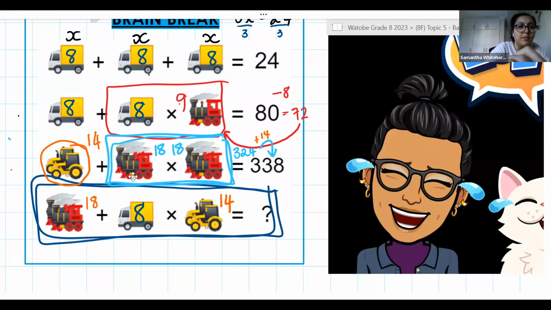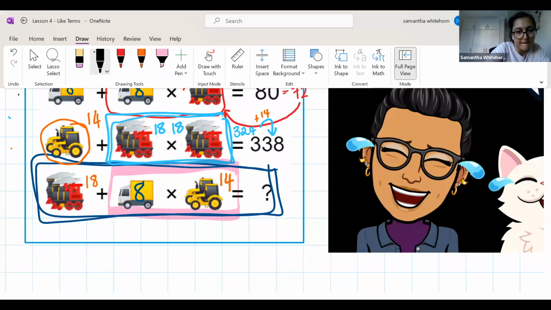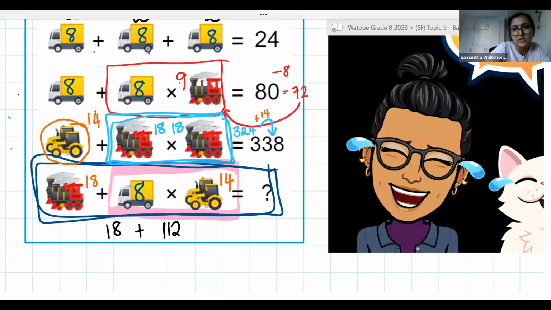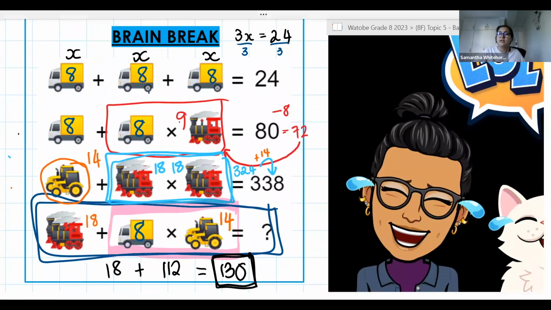Now, again, we have to apply BODMAS. So we're going to do the multiplication first, which is 8 times 14, which gives us 112. And then we add our 18. And so as Mavuyo and a couple of other people have said on the chat, our final answer here is 130. So guys, this is how we do these brain breaks. We need to work out the value of each of our pictures, whatever they may be, in order to figure out our final answer. And once you've worked out one row, it's going to help you with the next row and so on.